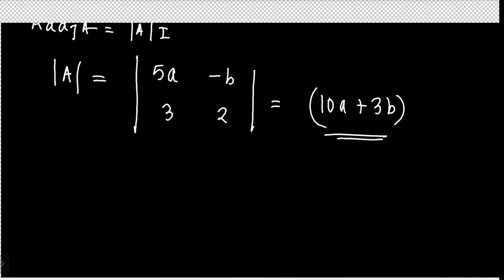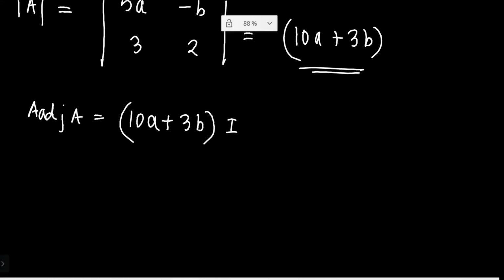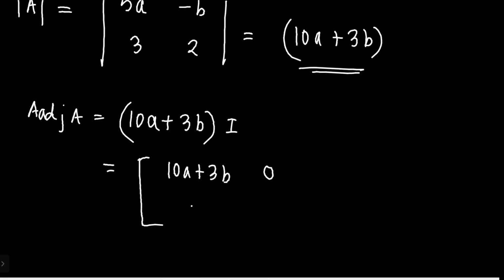Now if you simply solve this, that means A adjoint A, it will be what? This 10A plus 3B into identity matrix, isn't it? Now if you solve this, you will get 10A plus 3B, 0, 0, 10A plus 3B. We are multiplying this by identity matrix, so we will get this one.